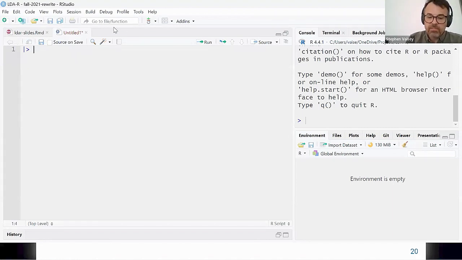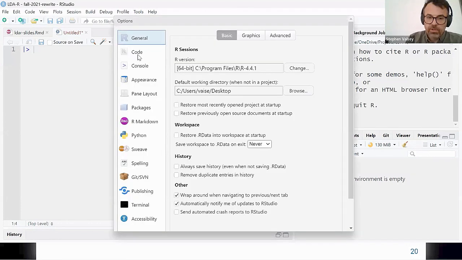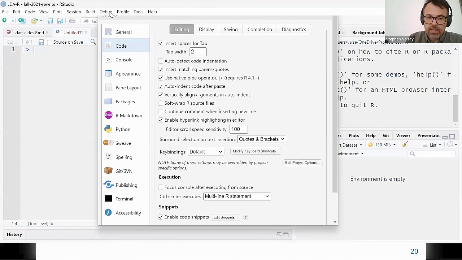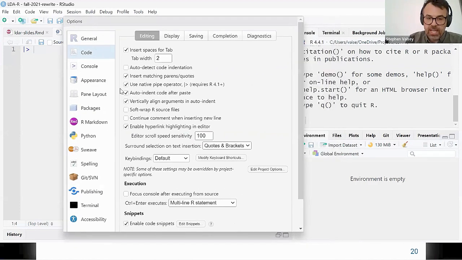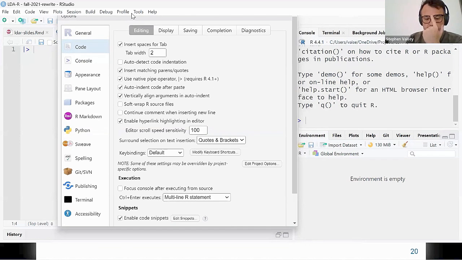Now, you might be like, hey, wait, I've seen a pipe before, but it doesn't look like that. You can go to Tools, Global Options, and if you look at Code, you're going to see right here in R, you have the option of using the native pipe operator or not. So you can say, I have this checked, use the native pipe operator. This is only if you have R 4.1 or greater.